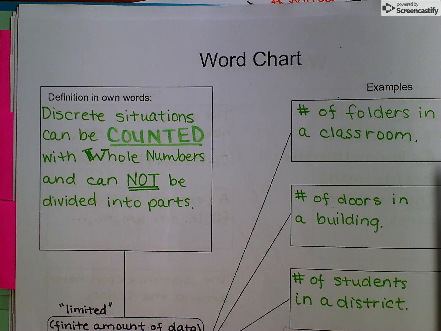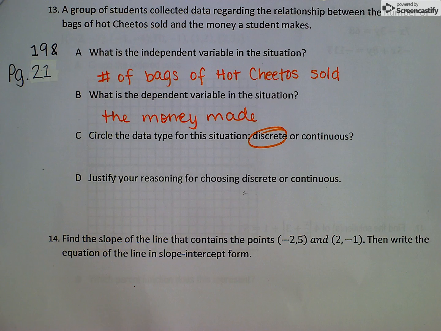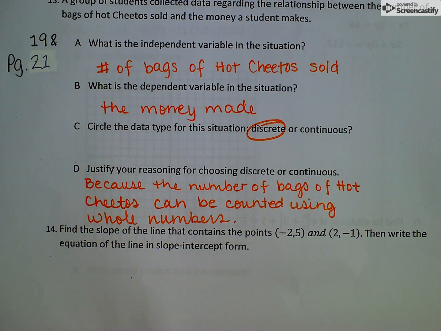And since I can count the number of bags of hot Cheetos sold, and I would not be selling them opened up or anything like that, I would say that our situation is discrete because the number of bags of hot Cheetos can be counted using whole numbers.